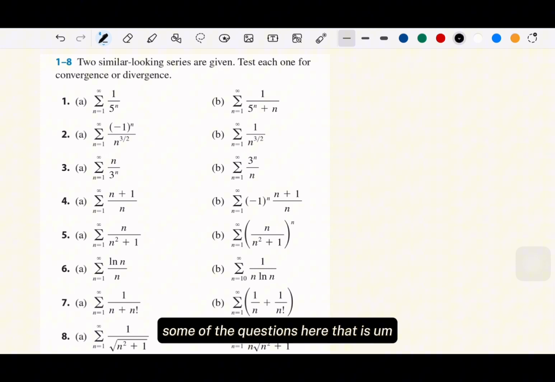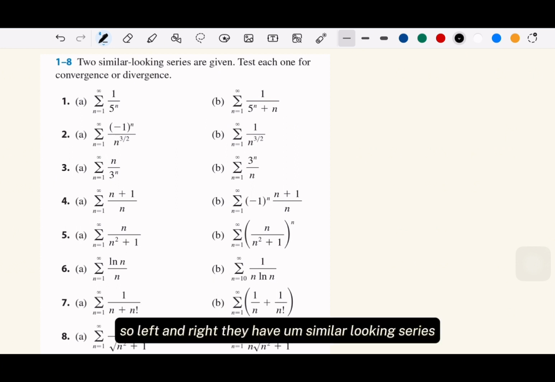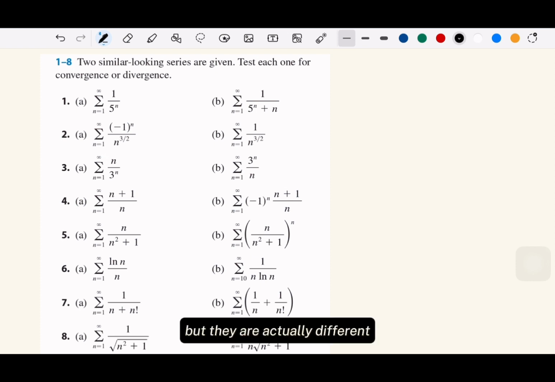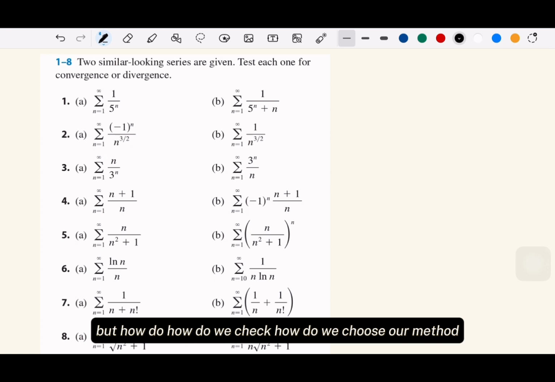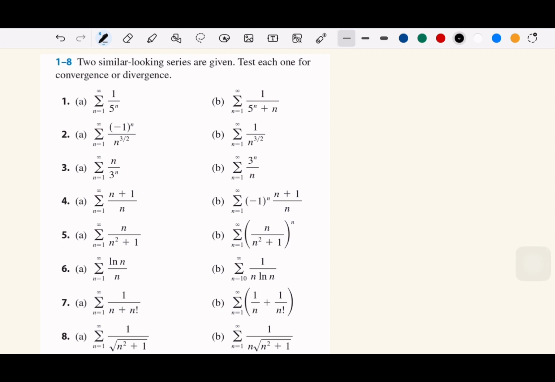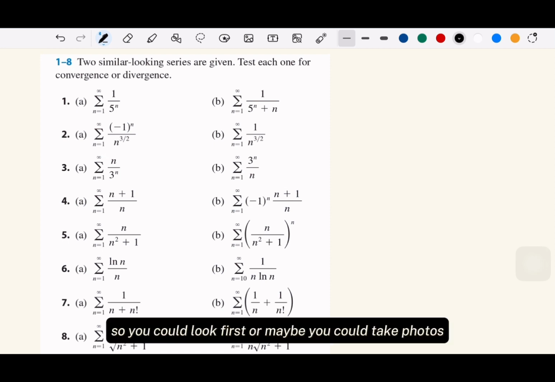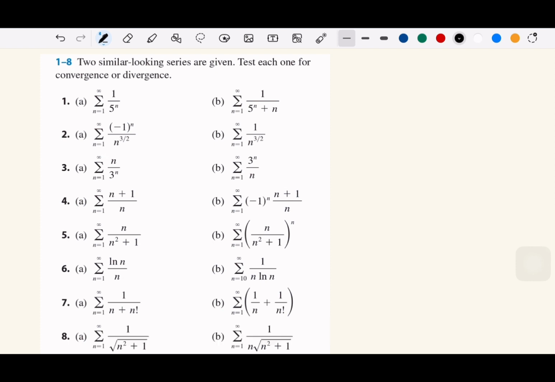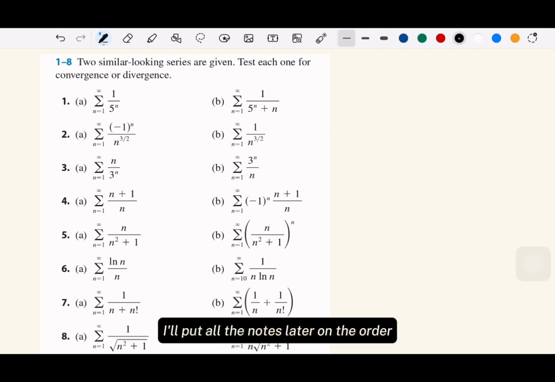Okay. So let's see some of the questions here. Left and right, they have similar looking series, but they are actually different. But how do we check, or how do we choose our method? You could look first, or maybe you could take photos. But I think I'll put all the notes later on the Moodle.